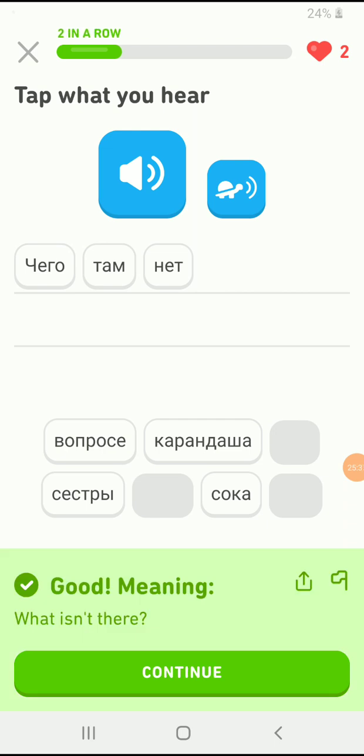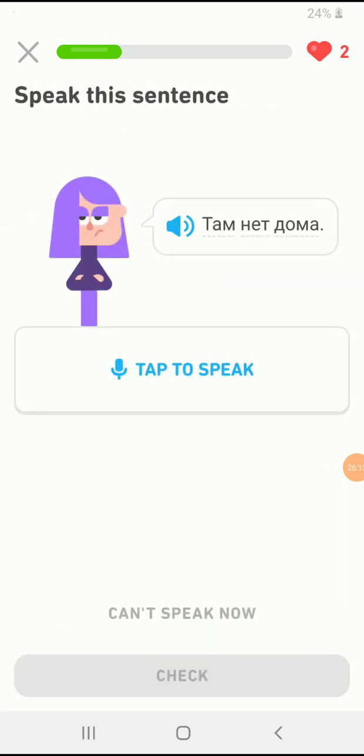What isn't there? So чего. Usually in colloquial Russian, the Russian speakers don't say чего, they just say чё. Чё там нет? So what is missing there? Like, you know, чё там нет? Там нет дома.